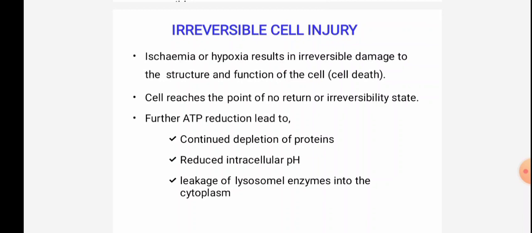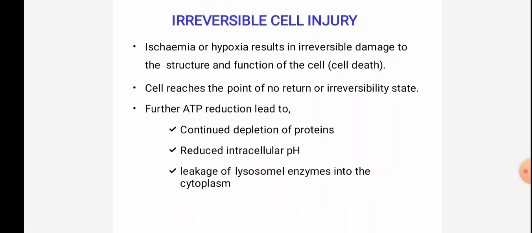Okay, next is irreversible cell injury. In irreversible cell injury, ischemia or hypoxia results in irreversible damage to the structure and function of the cell, as we already discussed. Irreversible cell injury means excessive stress interrupts the membrane, and the cell cannot return to its original normal homeostatic state. It leads to cell death, continued depletion of proteins, reduction in intracellular pH level, and leakage of lysosomal enzymes into the cytoplasm.